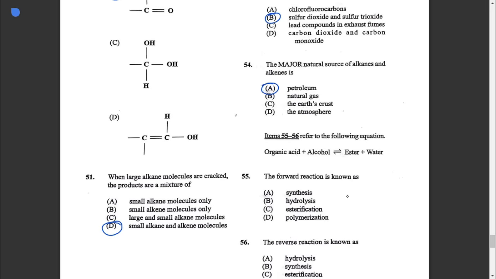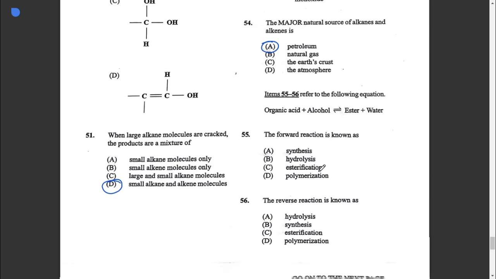Natural gas is a source of alkanes, specifically methane, butane, propane, ethane, those smaller alkanes. But petroleum, because of the cracking, you can get both alkene and alkane, would be a natural source for them. Items 55 to 56 refer to the following equation, right?